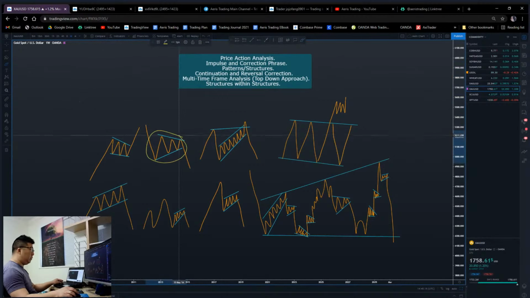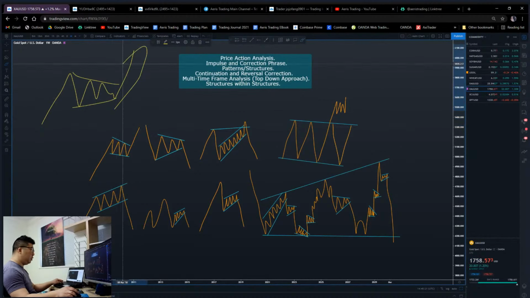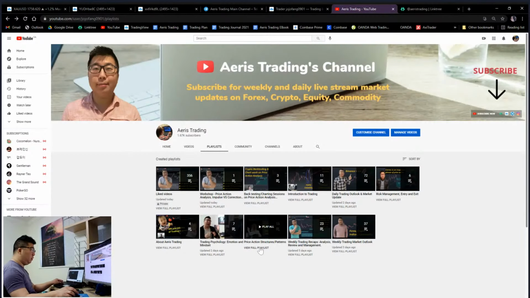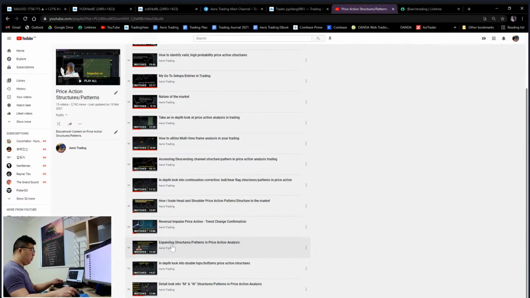Usually we're going to get these expanding or pennant kind of structures. They're a little bit more advanced because they can be either continuation or reversals. Again, watch my video on expanding structures so you can learn more.